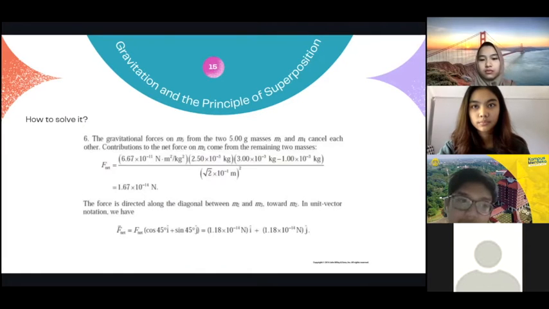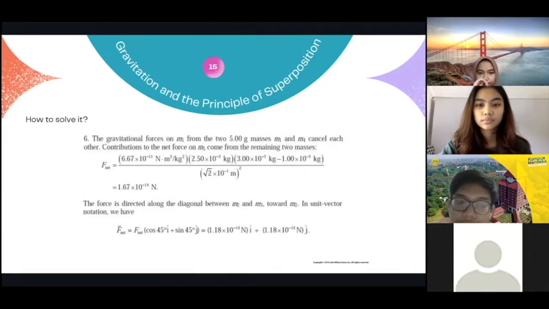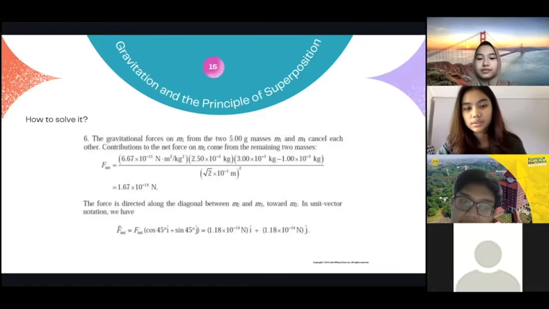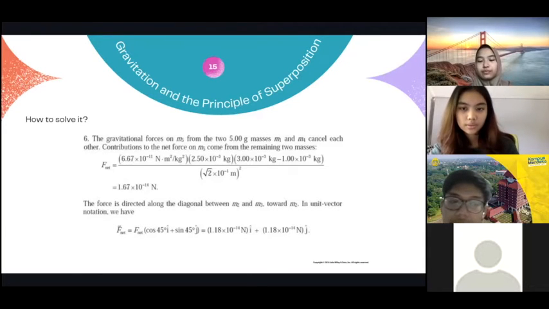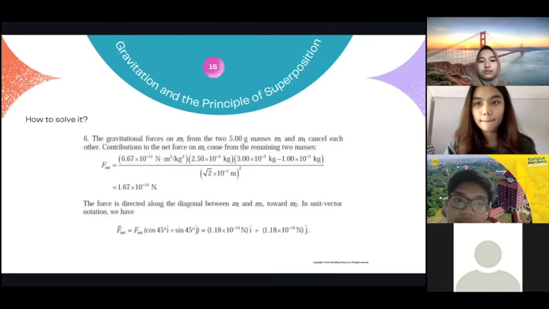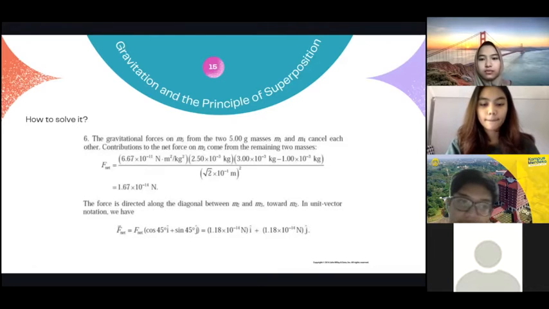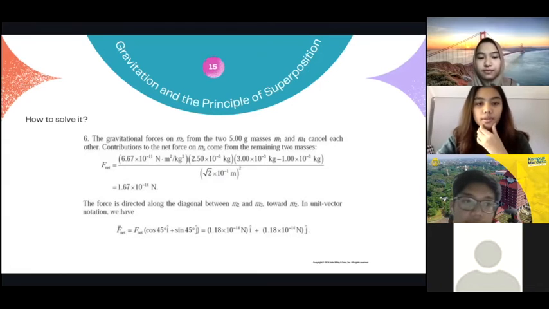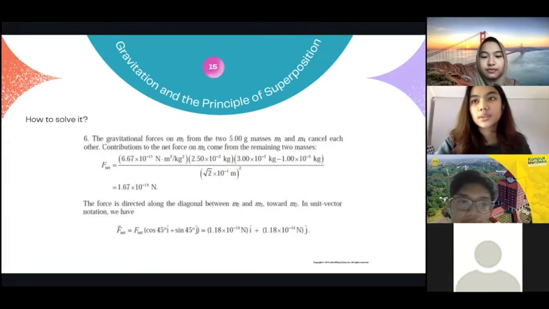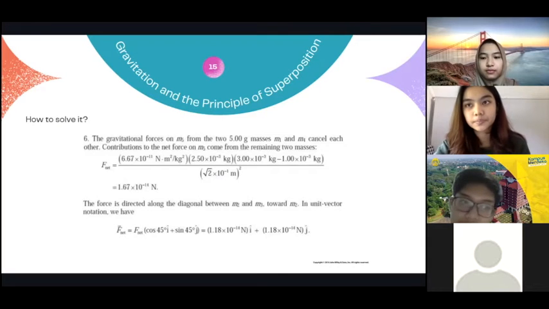So this is the solution. The gravitational forces on M5 from the two 5-gram masses, M1 and M4, cancel each other. The contribution to the net force on M5 comes from the remaining two masses. So we find Fnet by this equation, and it has an answer of 1.67 times 10 to the power of minus 14 newton. The force is directed along the diagonal between M2 and M3, toward M2. In unit vector notation we have this. Next.